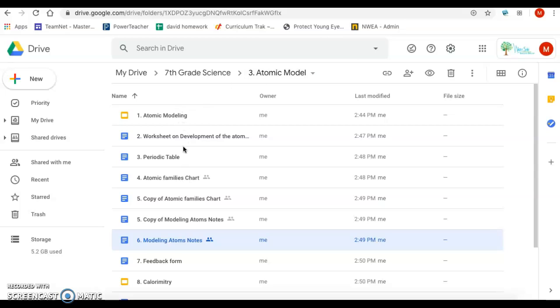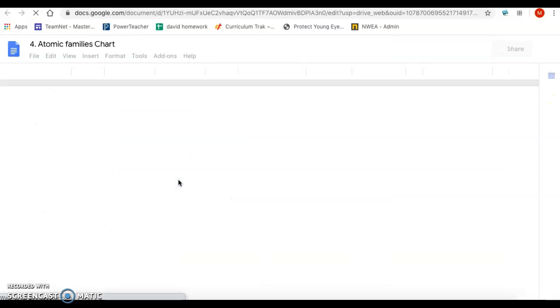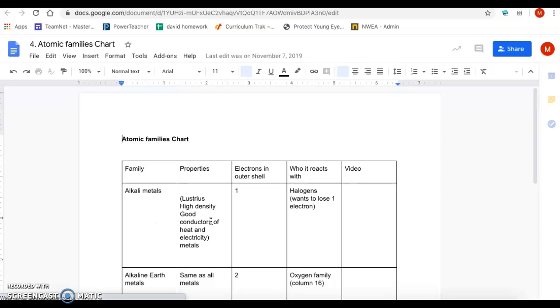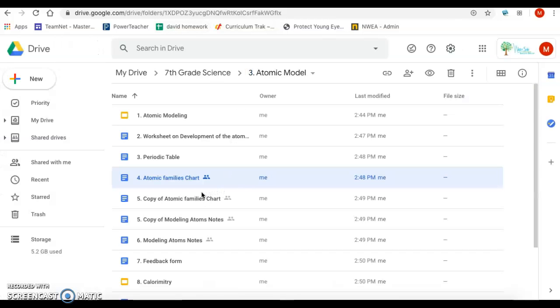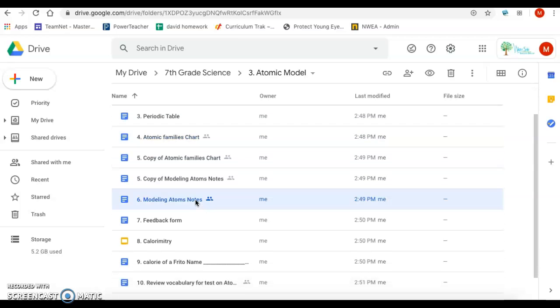The worksheets and notes and stuff to go along with it are right here. Worksheet on developing the atomic theory. Periodic table, I printed out a periodic table for each student, and so they had one in their notebook. Atomic families chart. Let's go ahead and take a look at that. That is where, when the kids did their prezzies, I had the rest of the students fill this stuff in just to learn about it, so they had their notes in a nice organized way. And they could see the different families. Obviously, it was more in one class, and so there's more than one set of notes.